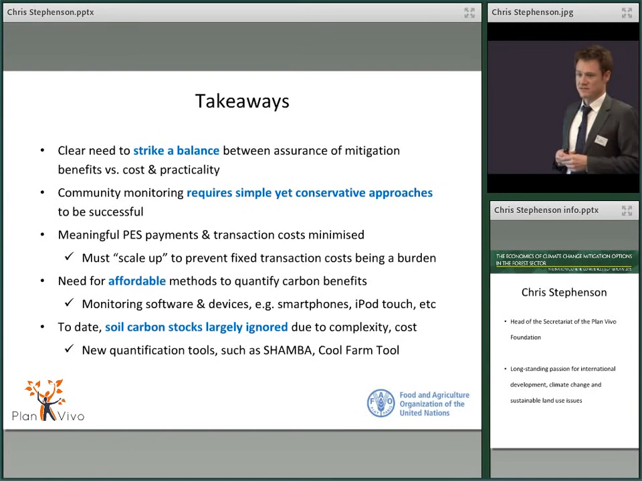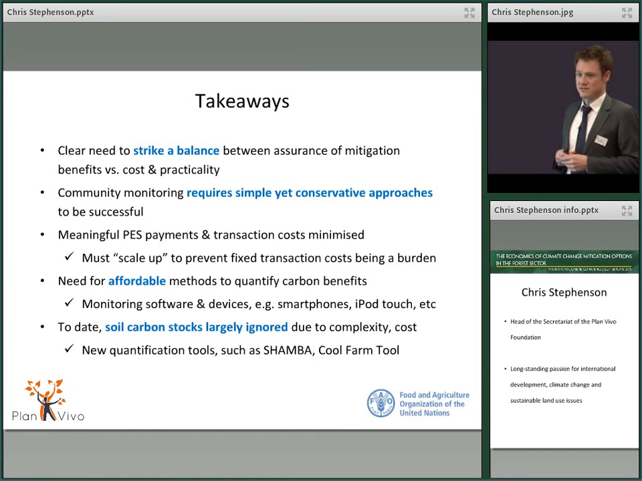There's quite some work in building capacity, in training people, in handing over responsibilities to communities over time. But these can all be done by a learning by doing approach, ensuring that meaningful PES payments are made and transaction costs are minimized at the same time. There's obviously a clear need to scale up so that transaction costs, as we've seen, are minimized, and this can only be done as economies of scale kick in.